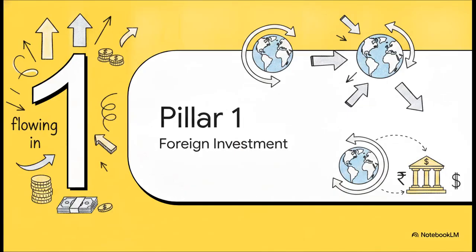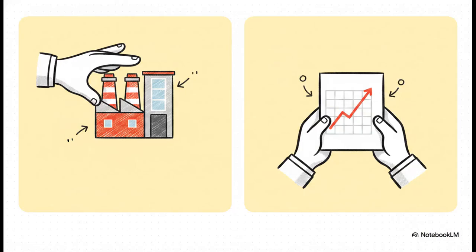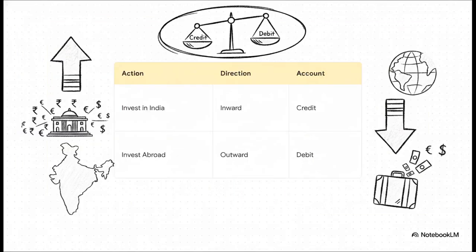All right, let's hit Pillar 1, foreign investment. Now, foreign investment generally comes in two very distinct flavors. On the one side, you have direct investment. This is super hands-on. Think of a foreign entity actually acquiring control of an Indian company, building physical manufacturing plants, or buying real estate. Then on the flip side, we have portfolio investment. This is much more hands-off. It's essentially just purchasing financial paper, like buying shares in companies or snapping up government bonds without seeking any active operational control.